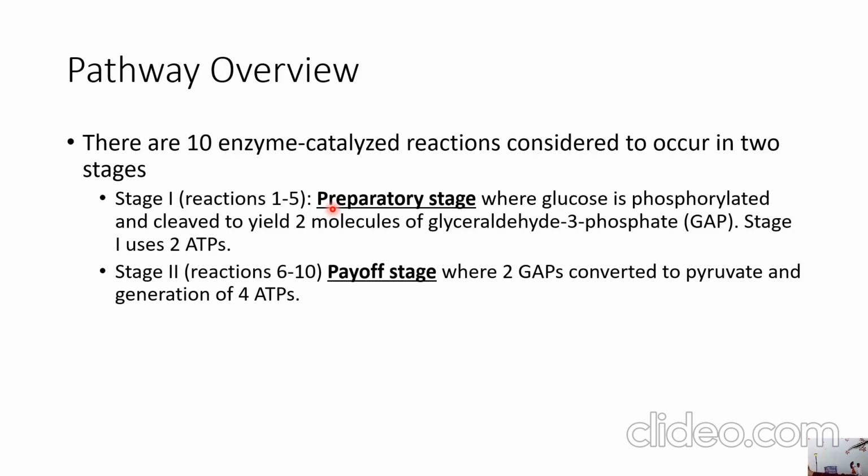If we do the pathway overview, there are 10 enzyme catalyzed reactions considered to occur in 2 stages. Stage 1 is the preparatory phase, where glucose is phosphorylated and cleaved to yield 2 molecules of glyceraldehyde 3-phosphate, or GAP. Stage 1 uses 2 ATPs, whereas stage 2, the payoff phase, is where 2 GAPs are converted to pyruvate with generation of 4 ATPs.